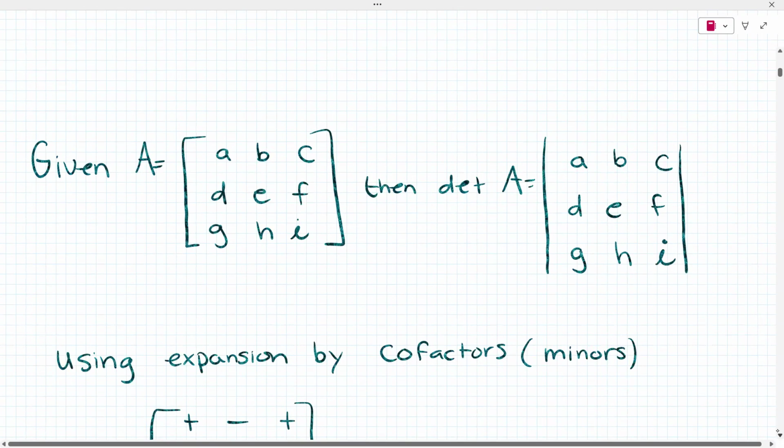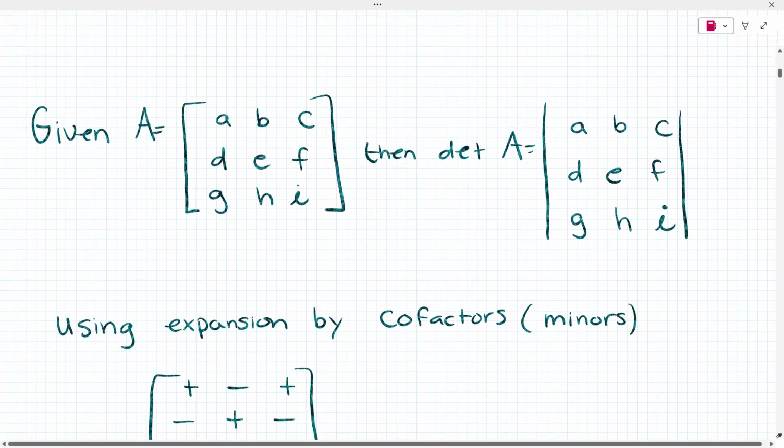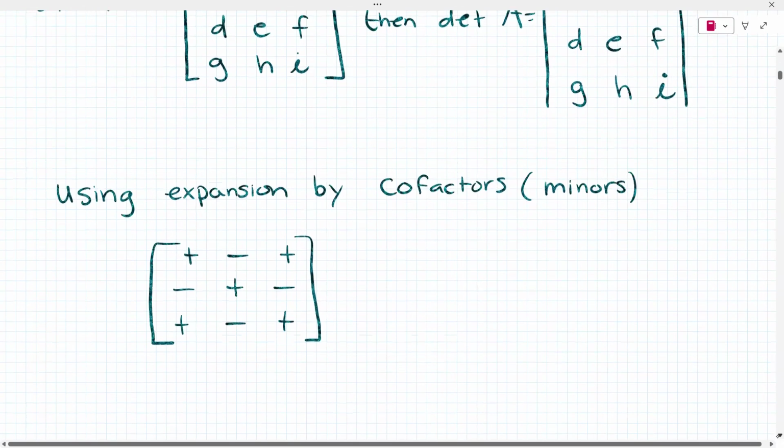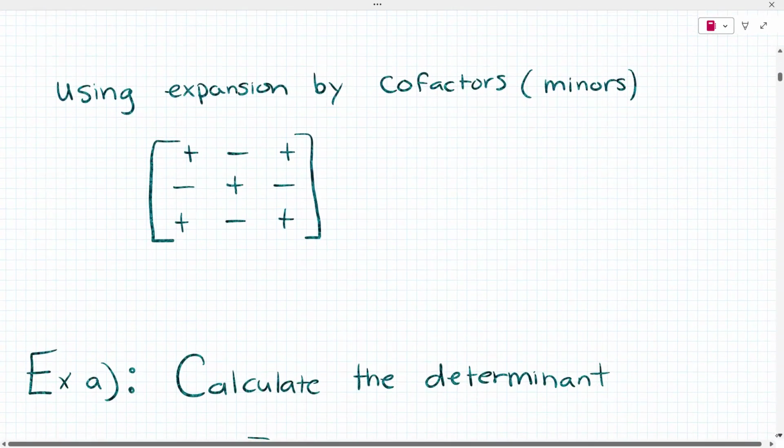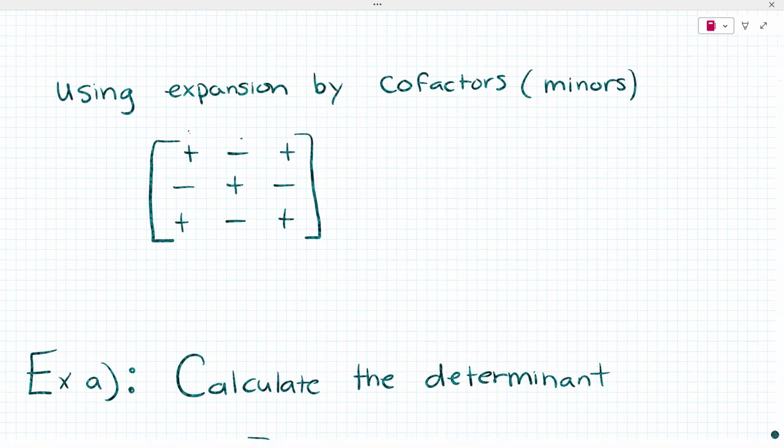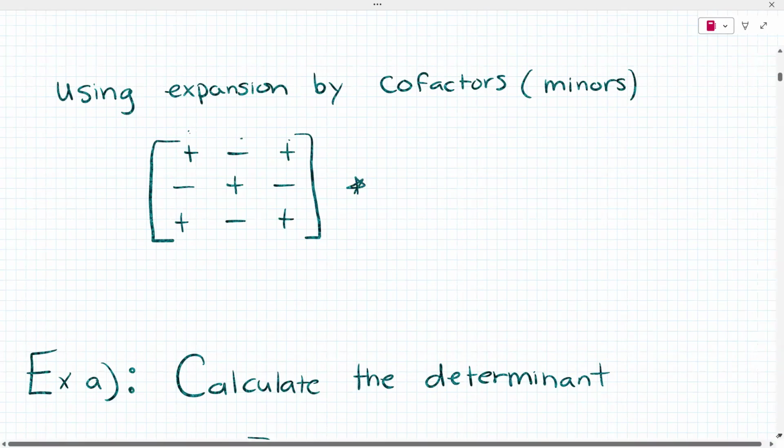Given A equals the matrix A, B, C, D, E, F, and G, H, I, so this is a 3 by 3. If you recall, how do you find a determinant of a 3 by 3? You can use expansion by cofactors or minors. This is like Cramer's rule. The signs go positive, minus, positive, minus, positive, minus, positive, minus, positive. You might want to write this down because we'll use that.